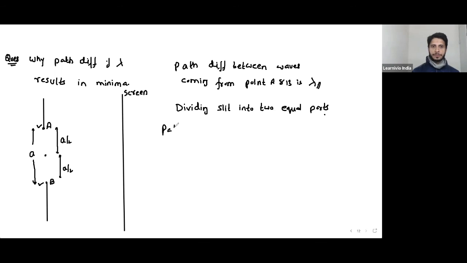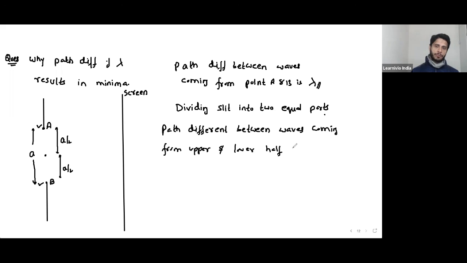So the path difference between waves coming from the upper and lower half portion have a path difference of lambda by 2. So the path difference between waves which are coming from the upper part and the lower part is lambda by 2.